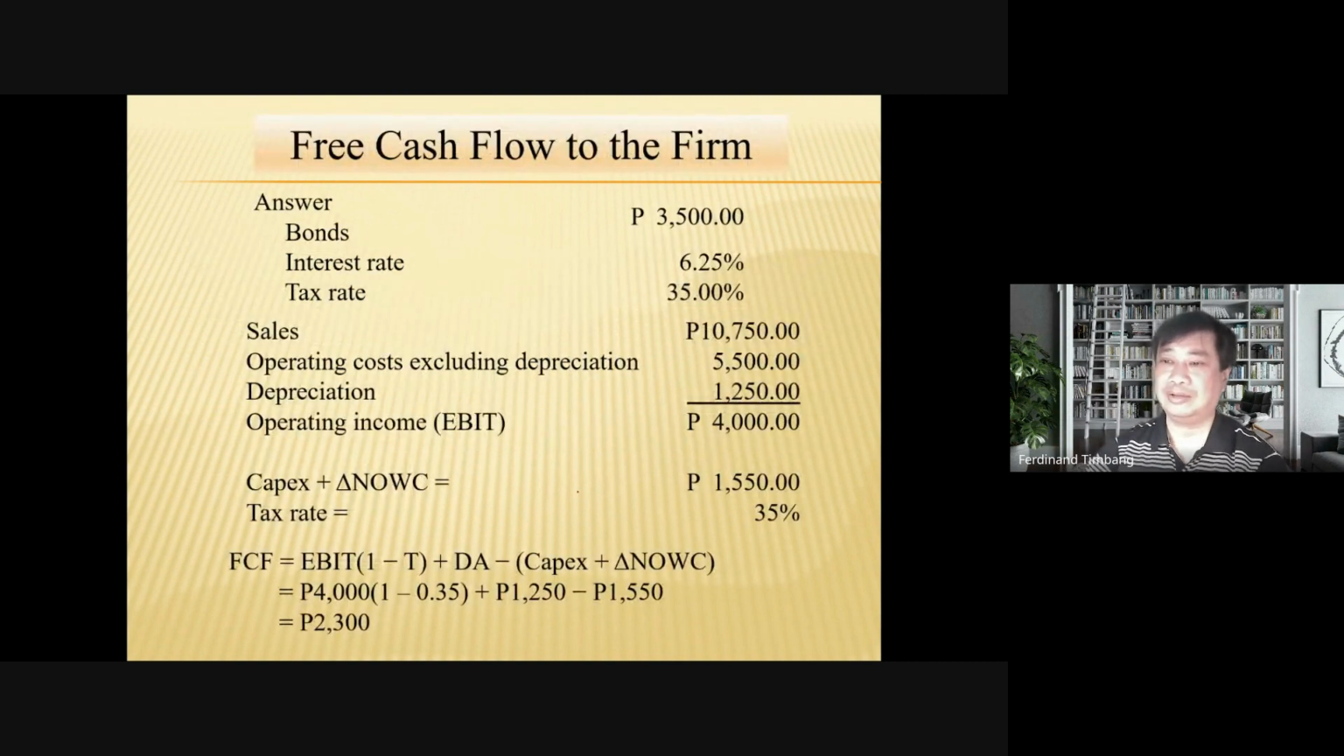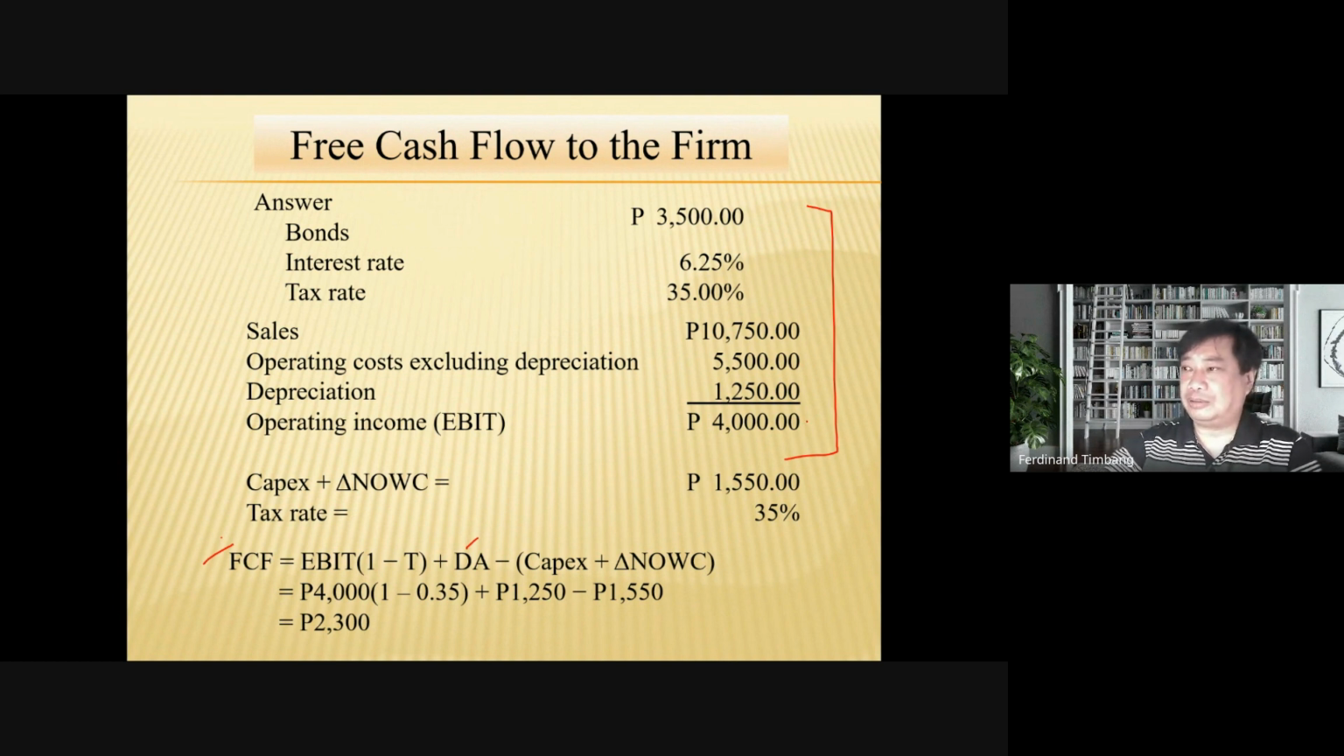Okay, so nandito tayo, no? So ito na yung parang mga information na binigay sa atin. So this is how you compute for the free cash flow. So we have the EBIT, then times 1 minus T. The T there is tax. EBIT is the earnings before interest and taxes, plus the depreciation and amortization, then minus the CAPEX, and then the changes in net operating working capital.